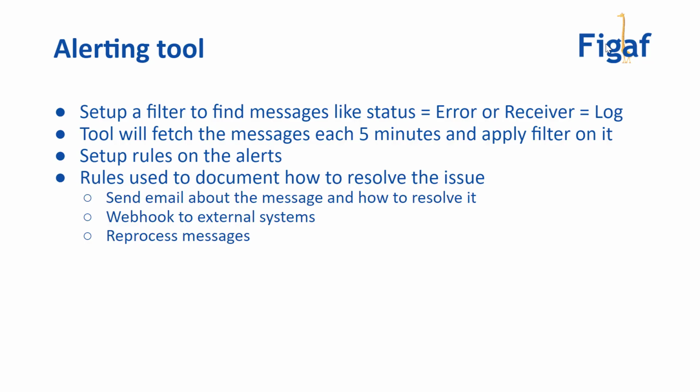The last thing and most important is the alerting tool. And this is about setting up proactive alerting that allows you to figure out what's going on in your system, and based on these alerts, set up rules so you can act quickly on these. And a rule could be to send an email to a user saying you have created an invalid document or this is how to fix it. It could be to send a webhook to an external system or reprocess some messages. It's not the most ideal reprocessing we have, but we have it.